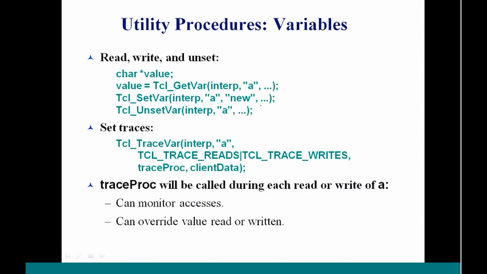So some more things on the variables: read, write and unset. How we do it is basically we set the value, with value equal to Tcl_GetVar, interpreter, a, whatever the value is, you get it from that. And then we just set the var to a in the interpreter, and then we unset var for any of the other variables already there.